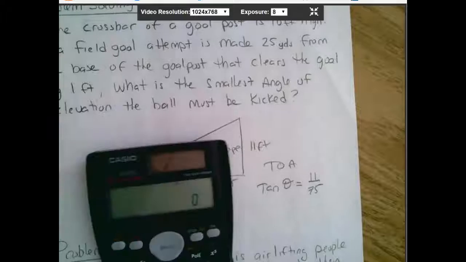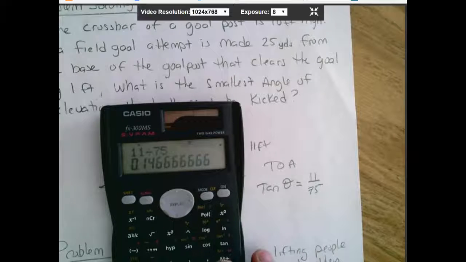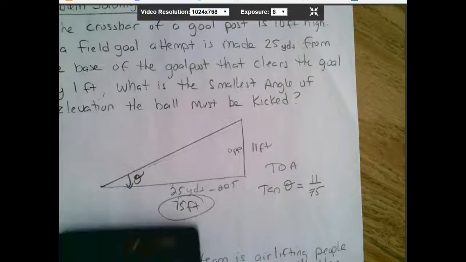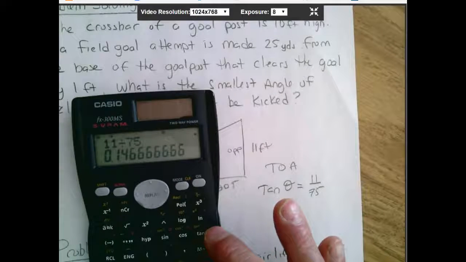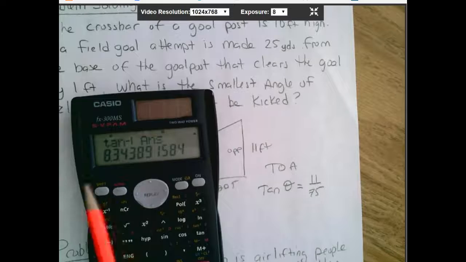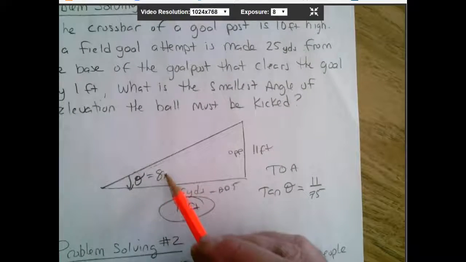So plug that thing in. We're going to say 11 divided by 75 gives us that. But then we want the angle, so we're going to have to do the inverse tan. So if we hit shift on the key here, then we do tan, and then we do the answer, and we hit equal, should be 8.3 degrees. So the angle is 8.3 degrees.